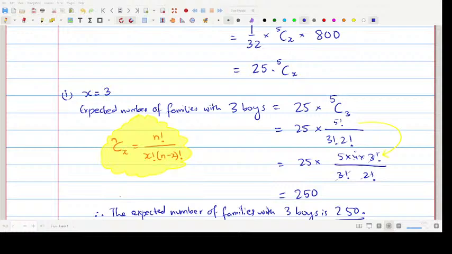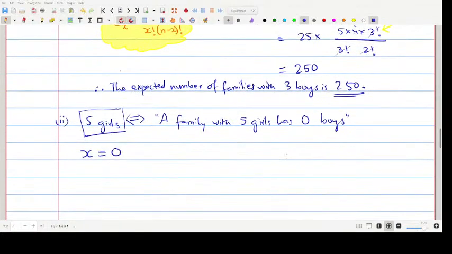It's an open call and anyone can join. So yeah, I think I have made the necessary changes. Okay, cool. So expected number of families with 0 boys would be as follows, right?